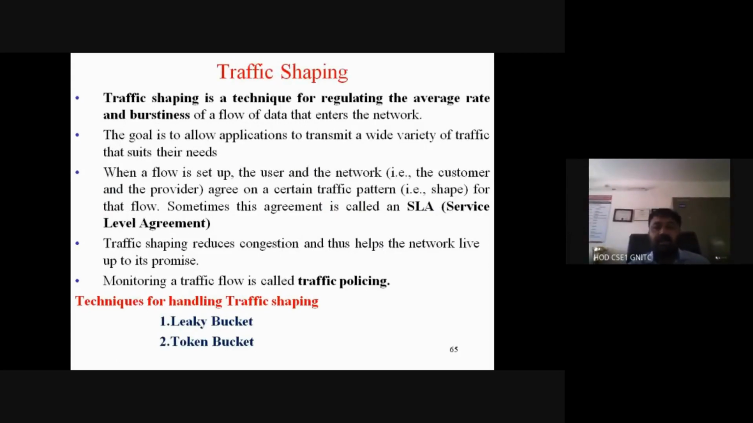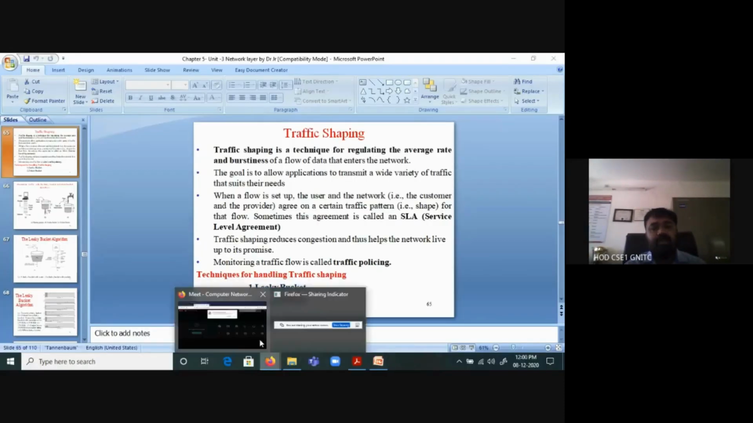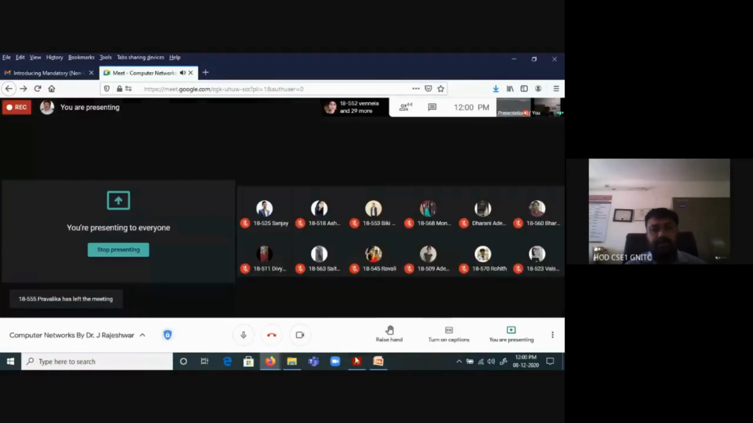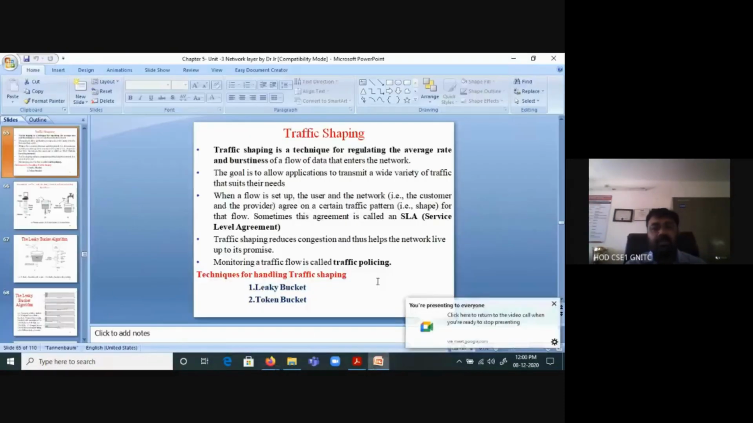Traffic aware routing means if you want to participate in the communication, you have to find out which node is busy and which node is free. Depending upon that, you can participate in the network. That is traffic aware routing.